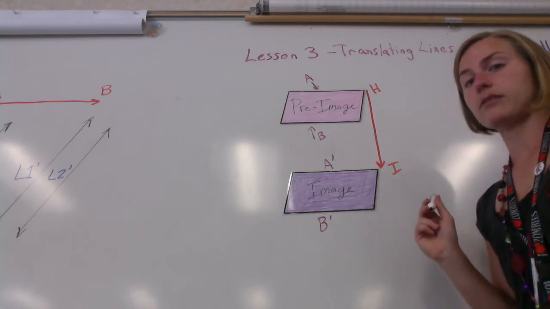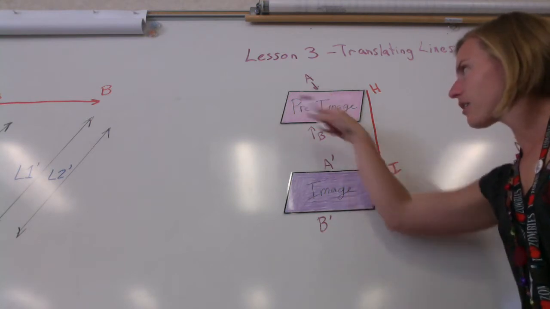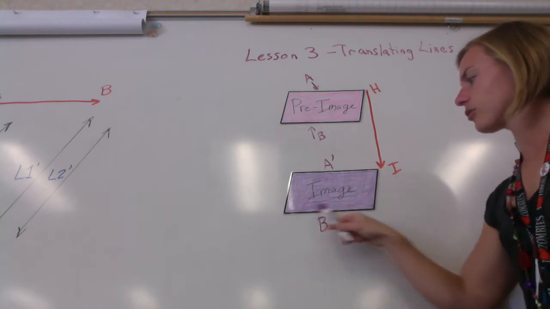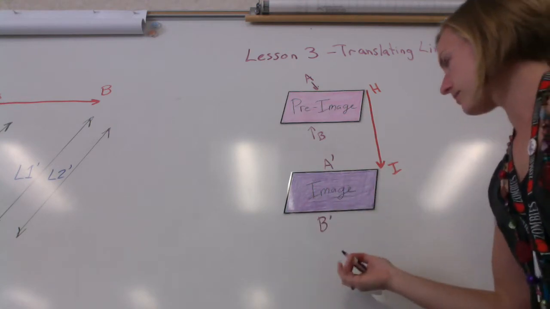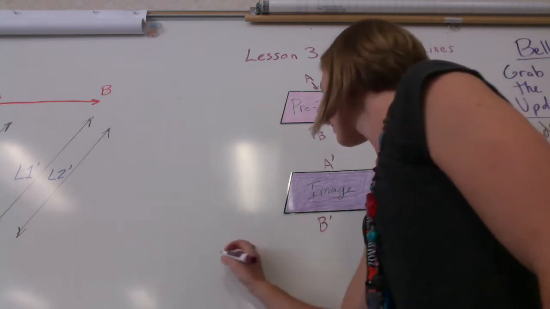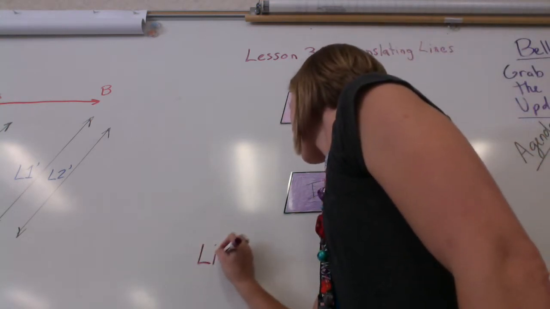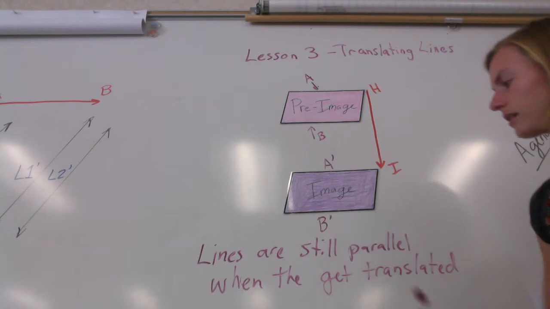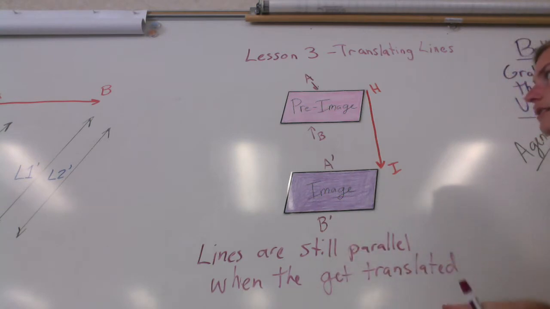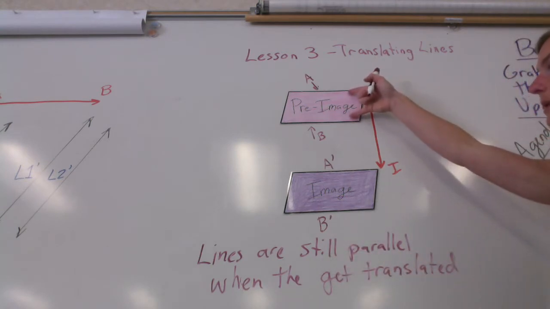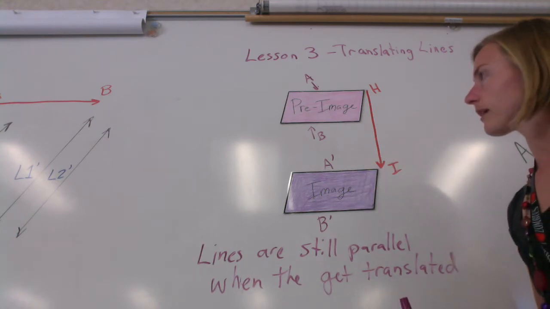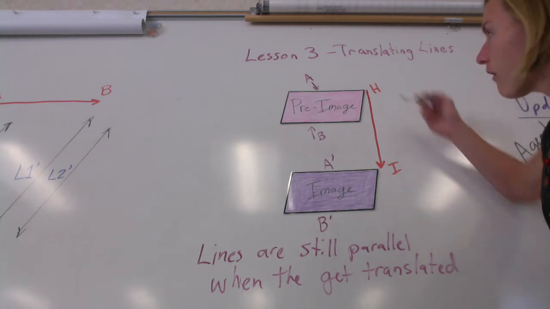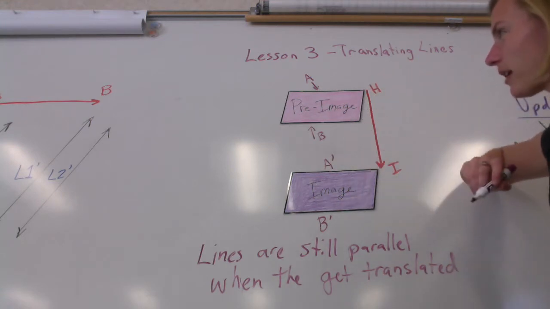And the answer is yes, of course they are, because none of the angles changed, so these should still be parallel as well. So let's get that written down. Lines are still parallel when they get translated. So if they start as being parallel, they're still parallel after being translated. Okay. Also, you might take a look and see that all 4 of these are now parallel together.